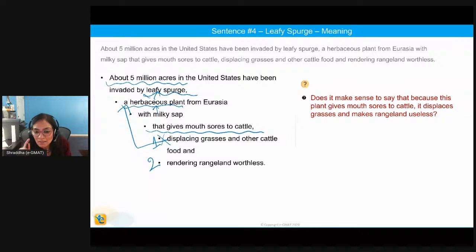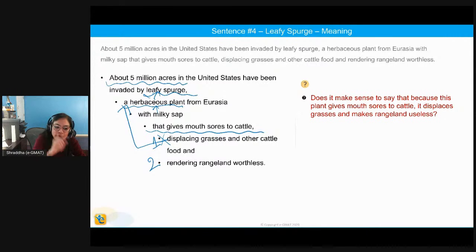My dear friends, this is where we need to think very, very logically. Is leafy spurge exclusively made of the milky sap? No, it is not. The leafy spurge contains the milky sap. And that is why when cattle eat leafy spurge, the milky sap is secreted and they get mouth sores. It's not that cattle go about licking milky sap from any other source or from leafy spurge itself, right?